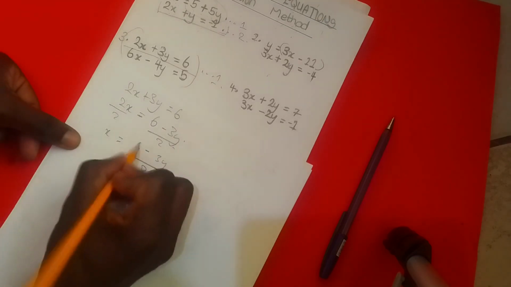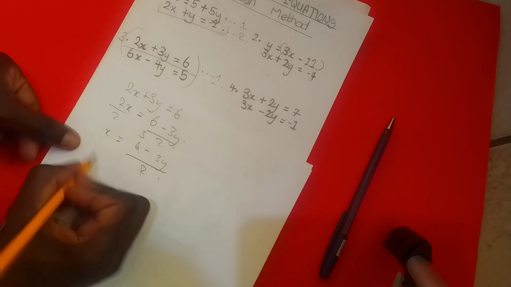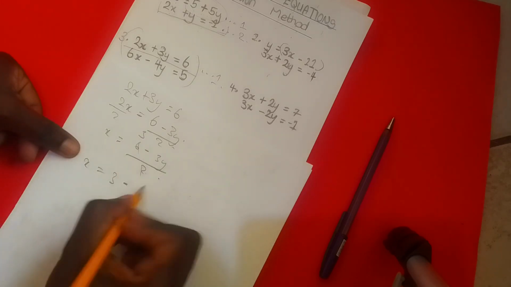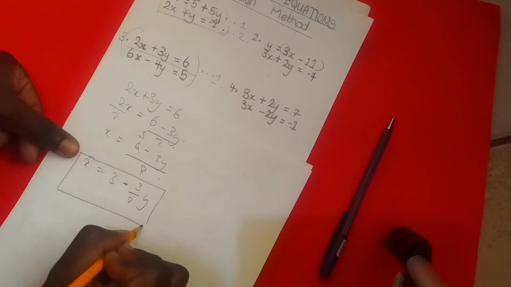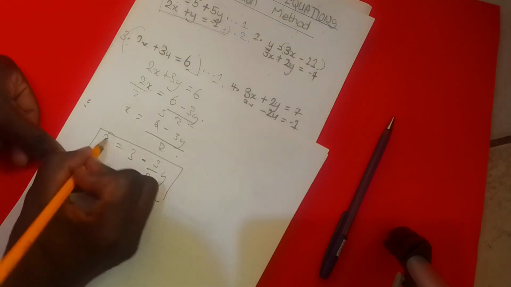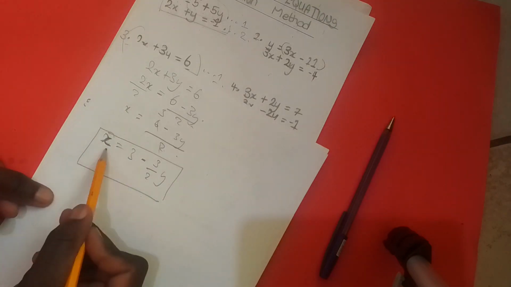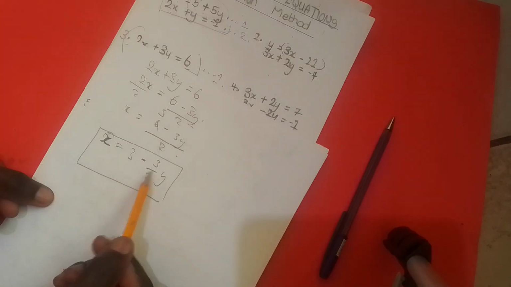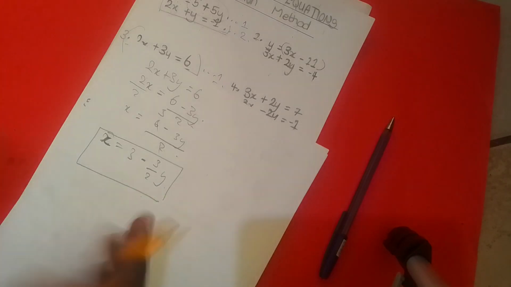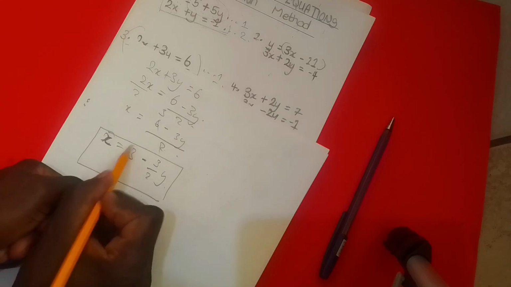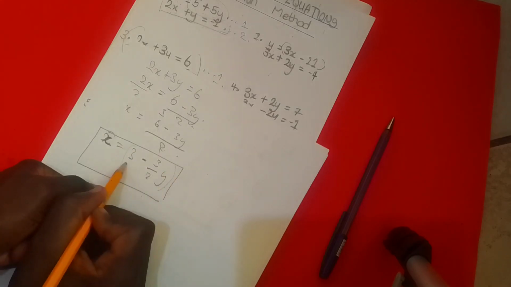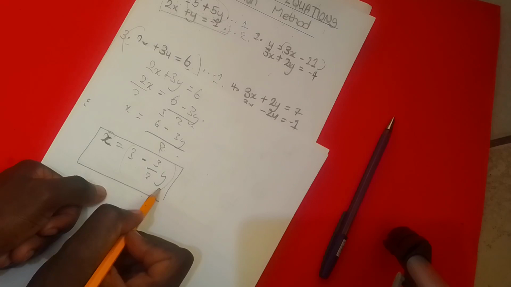So 2 into 6 is equal to 3. So x is equal to 3 minus 3 over 2 y. So this is x. Forgive my x. This is x. x is equal to 3 minus 3 over 2 y. That's x. So we are now going to use the substitution method. So wherever there is x in equation 2 now, we are going to put 3 minus 3 over 2 y, right?